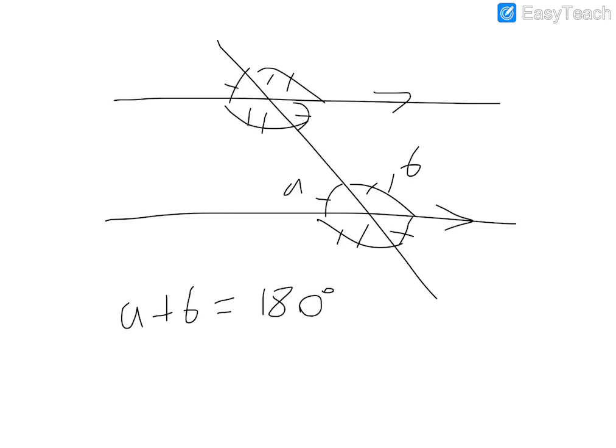Let's see. Next, exterior angles of a polygon sum up to 360 degrees. So if you extend all these lines here and you get the sum of all these angles here, they always add up to 360 degrees no matter what.